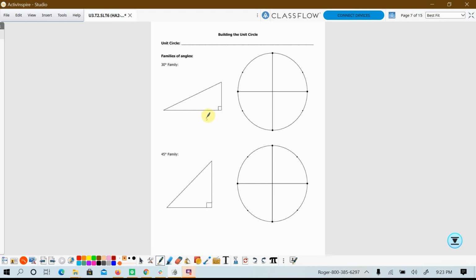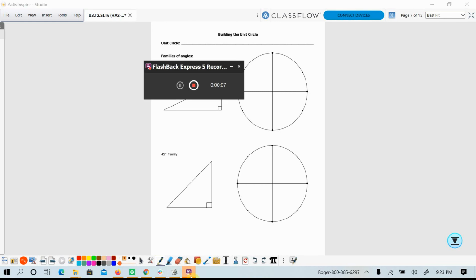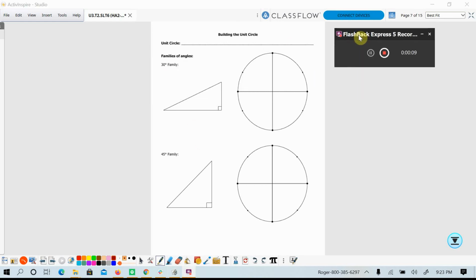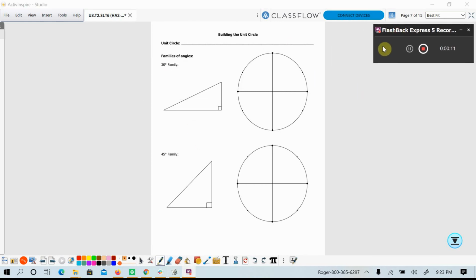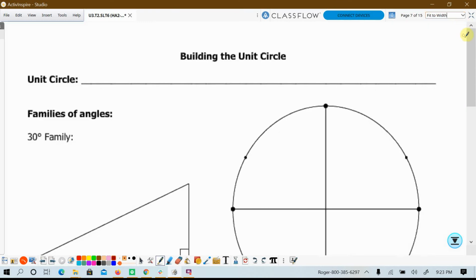So in this video, we're going to demonstrate how to build a unit circle, particularly with the coordinates in the first quadrant of that unit circle. So I really like this image because it's really clean and it gets straight to the point as to how and what you're going to do.